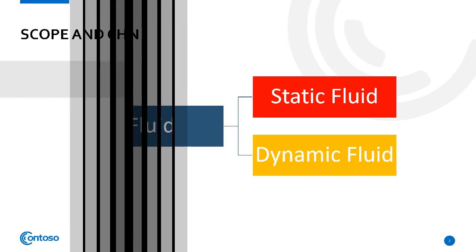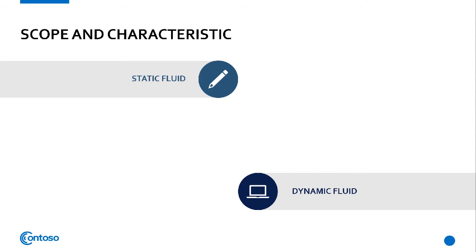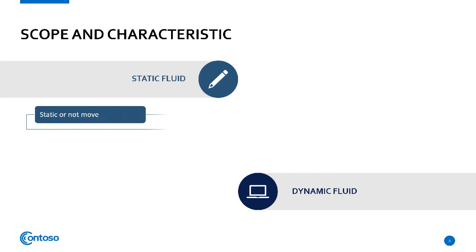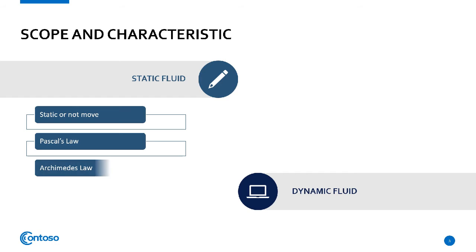The classification of fluid: there are static fluid and dynamic fluid. So, what is the difference between the two? The main characteristic of static fluid is that it does not move, it is static. In this case, we will learn about Pascal's law, Archimedes' law, and hydrostatic pressure.